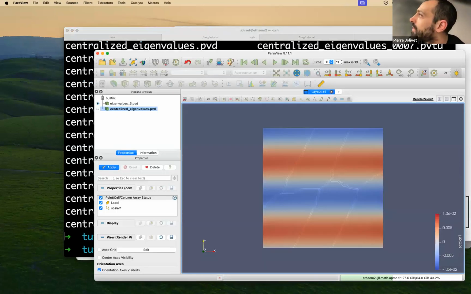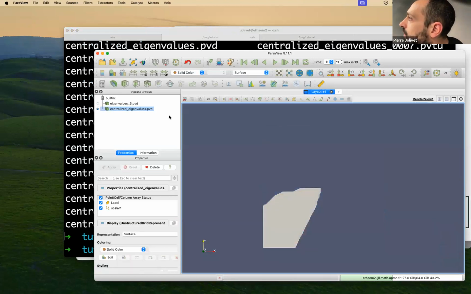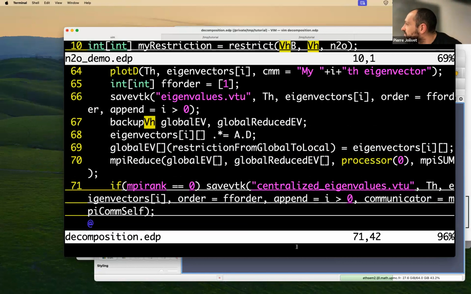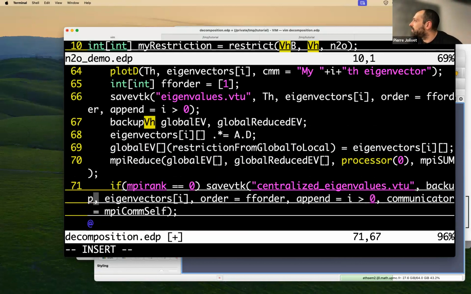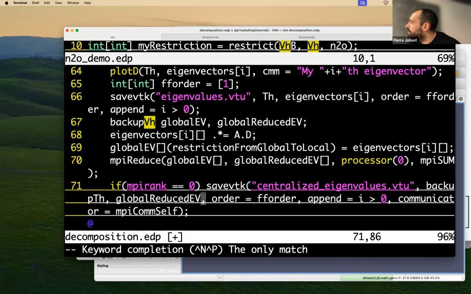So apply, I just, what? Of course. Wrong mesh. Wrong mesh and wrong vector. So everything is wrong. This is backup TH, and this is not eigenvectors. This is a global reduced EV. Global reduced EV.